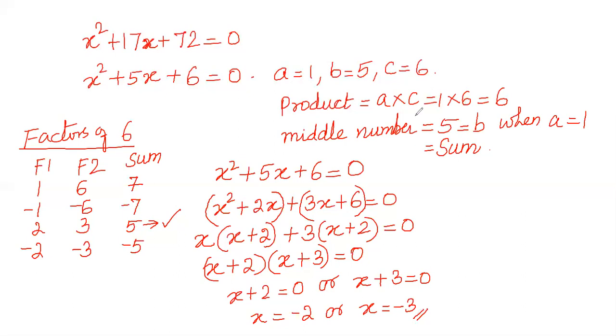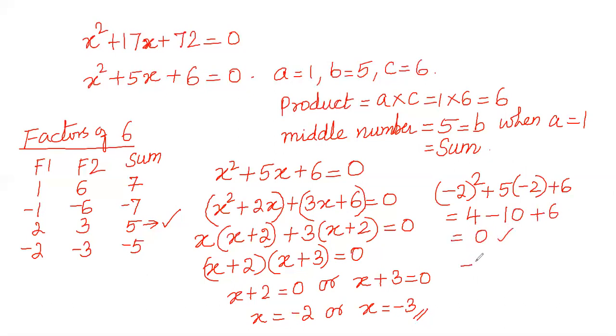Let's cross check. x squared, that is negative 2 squared, plus 5 times negative 2 plus 6 should be 0, right? So negative 2 the whole square is 4, 5 times negative 2 is minus 10, plus 6. So 10 minus 10 is 0. So for negative 2 it holds good. For negative 3, negative 3 the whole square plus 5 times negative 3 plus 6, which is 9 minus 15 plus 6, which is 15 minus 15, equal to 0. Only these two are the solutions. You cannot have any other values, right?